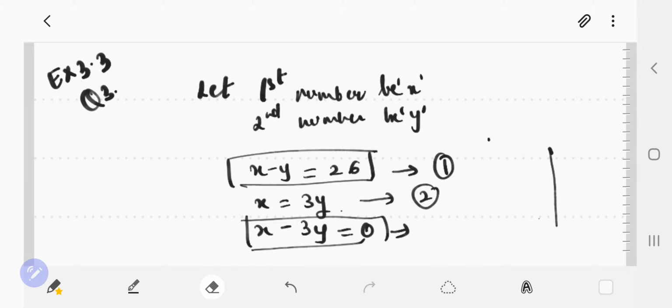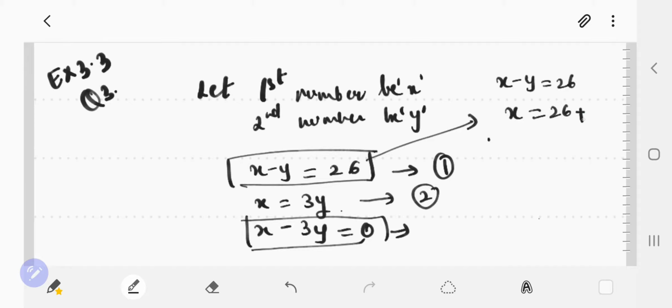Okay, you have to solve this by substitution method. How will you solve it? The previous exercise problems you have solved all by using substitution method. For example, you have your first equation x minus y is equal to 26. So you will make x the subject and it will be 26 plus y.